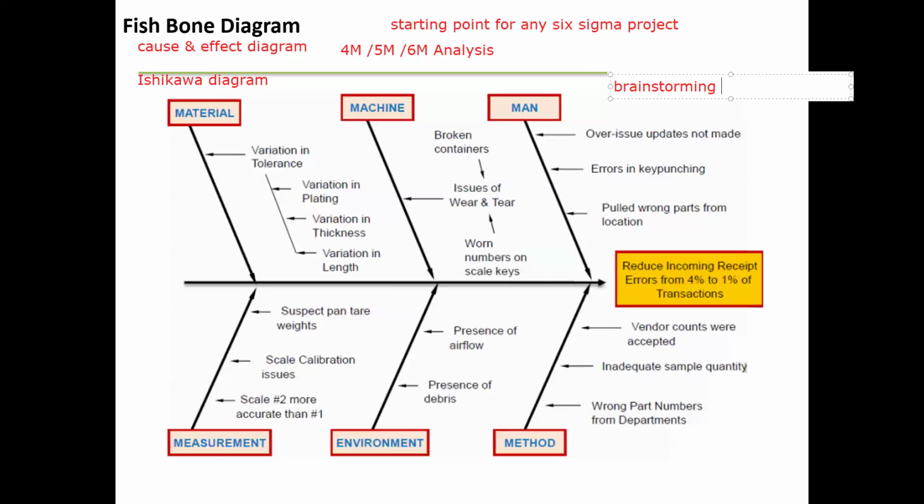The moderator will first set the context: why the team is assembled and what is really expected out of the team. Here in this case, the incoming receipt error is currently at 4%, right? Now the team has to come out with all the possible reasons for the higher rejection in the incoming receipts. That's why they want to do the brainstorming session. First, the moderator will set the context and say that the purpose of the team gathering here today is to come out with an exhaustive list of all the potential root causes for the problem of incoming receipt.